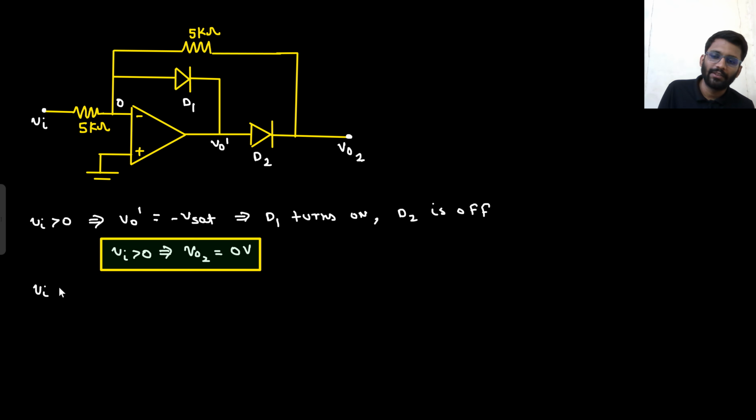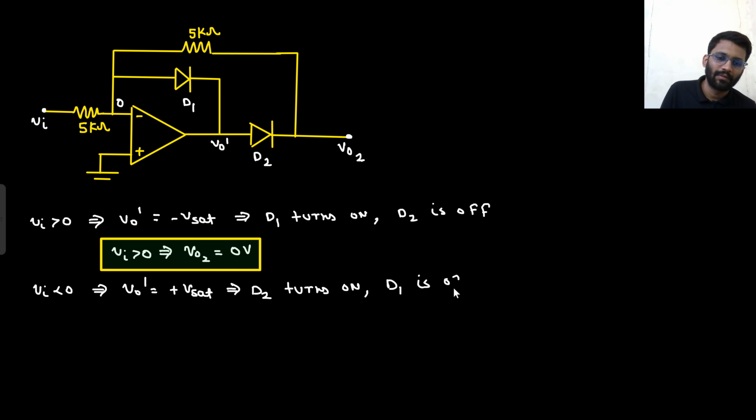And for V in less than 0, your V0 dash would be plus Vset, right? Then what does that mean? That your D2 turns on, and D1 is off. Then this is gone, there is no use of that. But this feedback is present now.